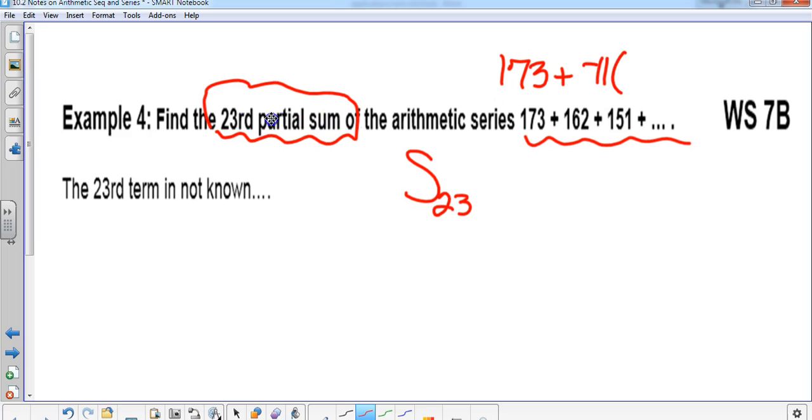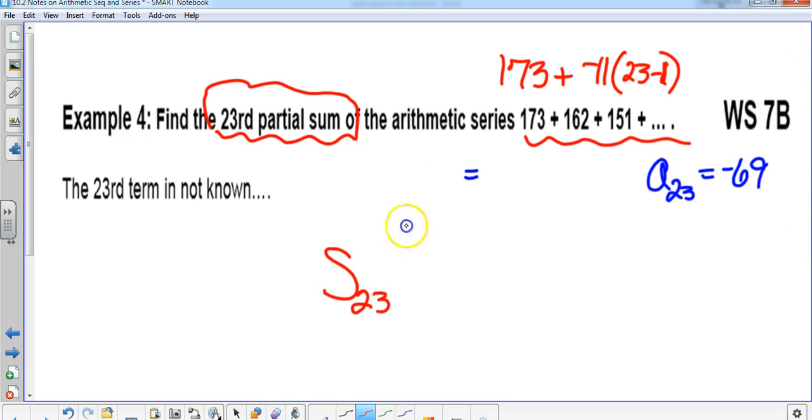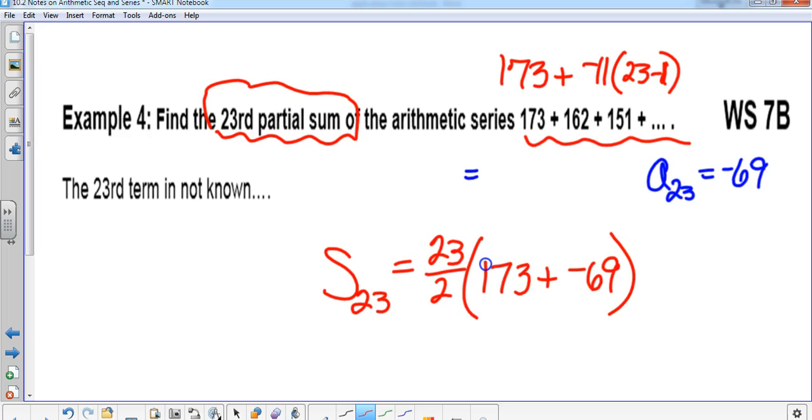How many times, if we want the 23rd term? 23 minus 1, so 22 times. So 173 minus 11 times 22 is negative 69. Anybody get that? So term 23 is negative 69. So to find the sum, we do 23 divided by 2 times the first term plus the last term. That's it.